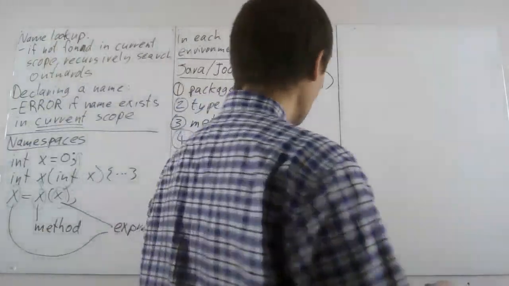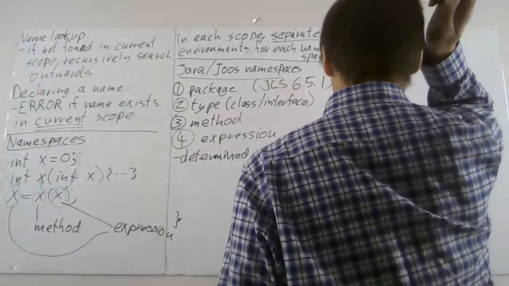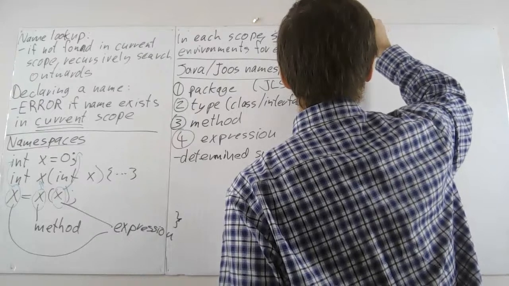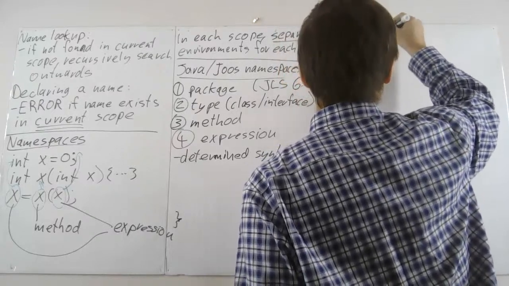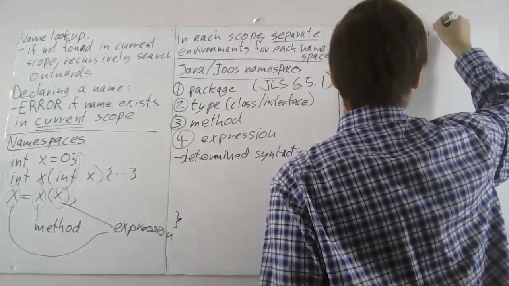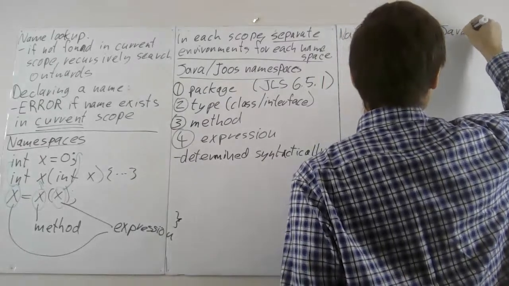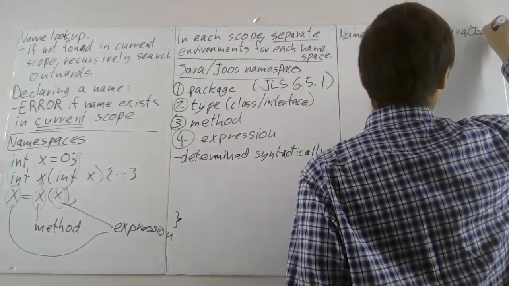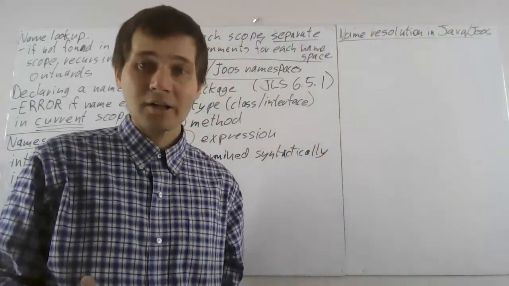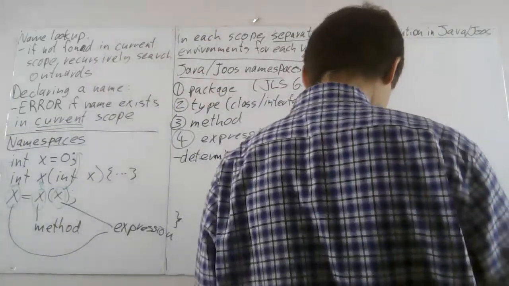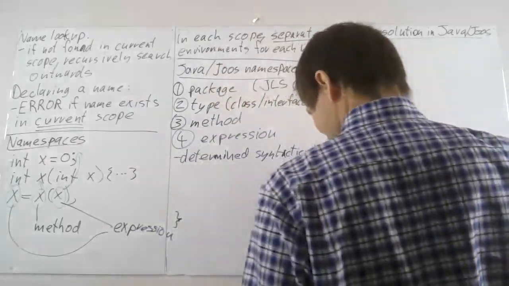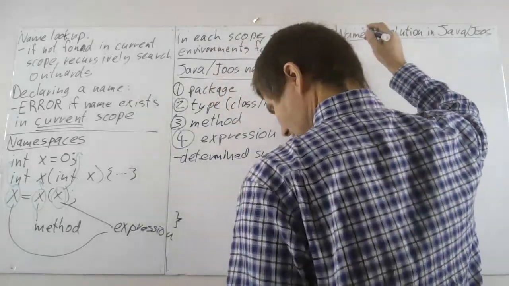Okay, so how are we going to do all this name resolution stuff, right? How are we going to link uses to their declarations? So name resolution in Java and in Joos. This part is Java specific, but the same kinds of concepts come up in other languages. All right, so I'm going to give you an easy 7-step process that you can implement.